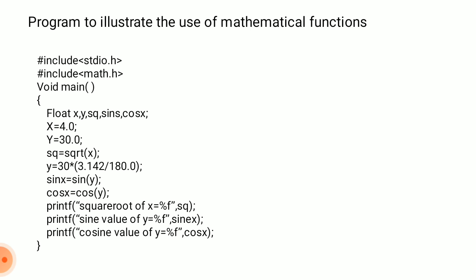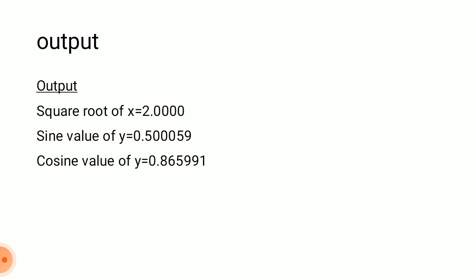Now what would be the result of this program? Square root of x is equal to 2.0, sine value of y is equal to 0.5, that is 1 by 2, cosine value of y is equal to 0.86. So these are the values. Just go through this video to see how the mathematical functions are used.